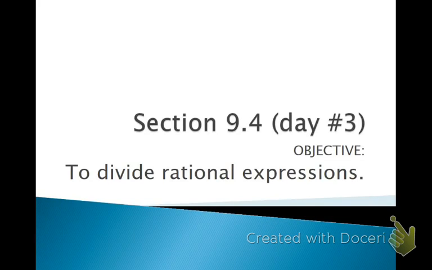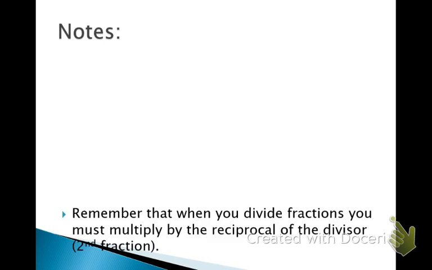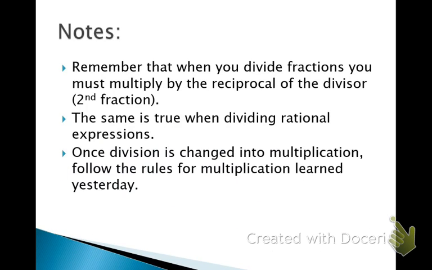Okay, we are doing yet another section from 9.4. Today is not going to be a whole lot different from days 1 and 2, but today we are going to divide rational expressions. So that just changes our steps just a teeny tiny bit. So let's fill in those notes, and then we just got a bunch of examples.